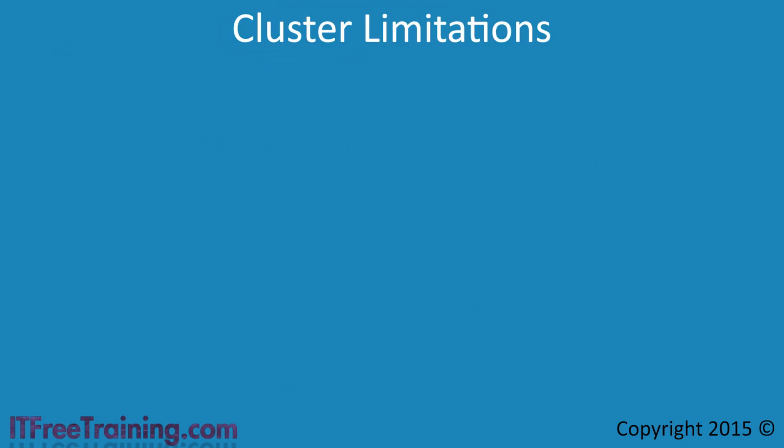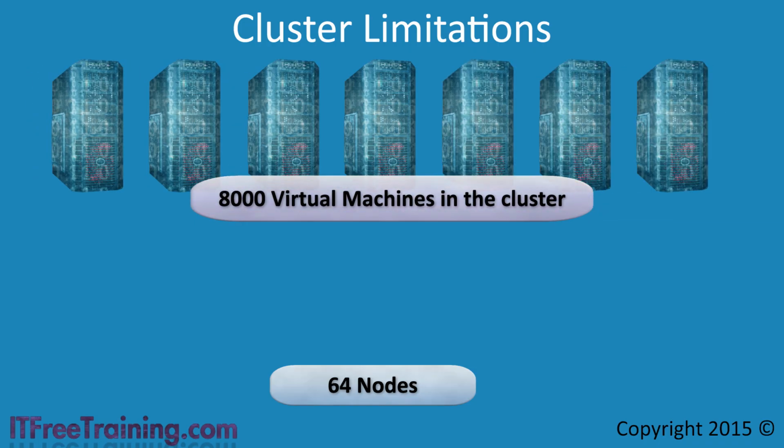The last limitation that I will look at is cluster limitations. Hyper-V supports clusters of up to 64 nodes. One cluster can support up to 8,000 virtual machines. There is a limitation of 1,024 virtual machines per server or node. However, if you were to use 8,000 virtual machines, they would be spread out amongst the nodes in the cluster. That's it for the limitations of Hyper-V.